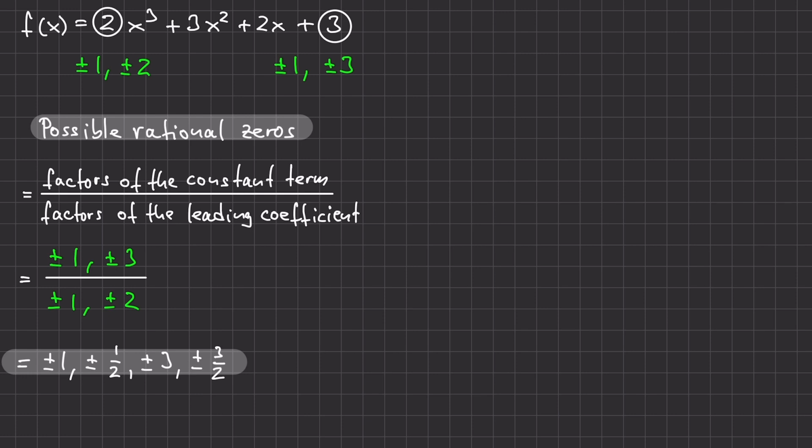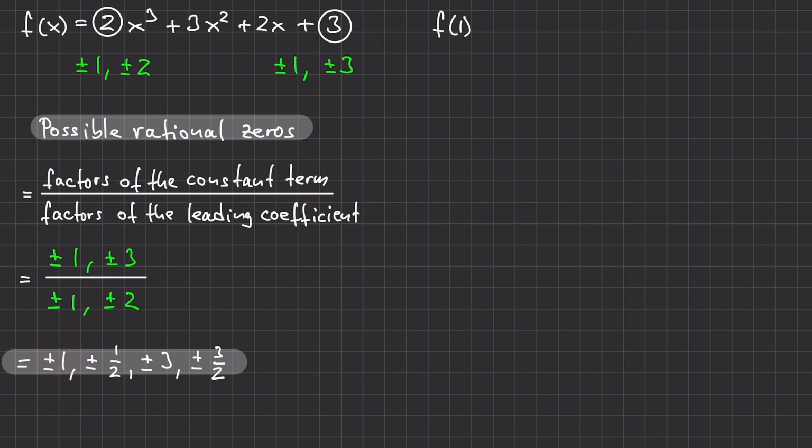Now, by the rational root theorem, if our function has a rational root, then it must belong to this set of numbers. And the fourth and last step we have to do is to substitute these possible roots into the function f of x to see if they are actual roots. Let's do that and start with positive 1.